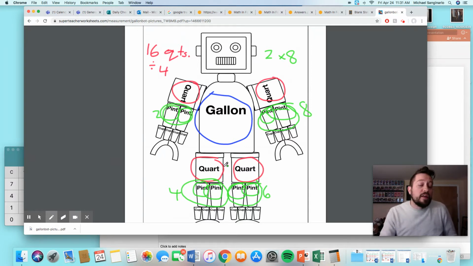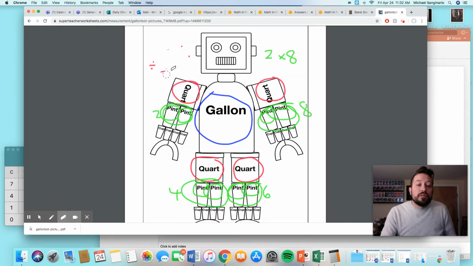If it asks me how many pints are in 3 quarts, again, 1, 2, 3, 4, 5, 6. So if there's 2 pints in 1 quart, that means we need to multiply 2 by the amount of quarts that we have.